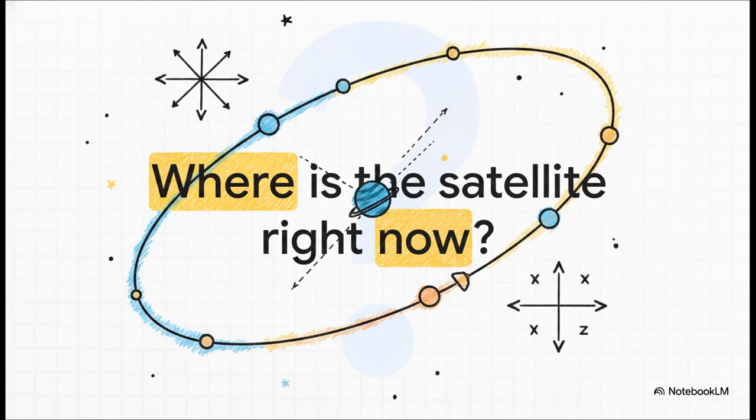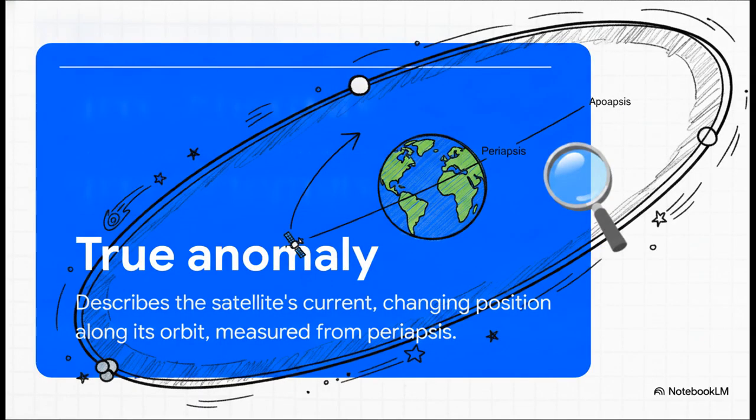The entire track is completely built. It's scaled, it's tilted, it's rotated perfectly. But we still need to locate our moving target. Where is the actual satellite right now at this exact moment? We find it using the true anomaly, which is represented by the Greek letter nu. The true anomaly is measured from the periapsis all the way to wherever the satellite currently is.